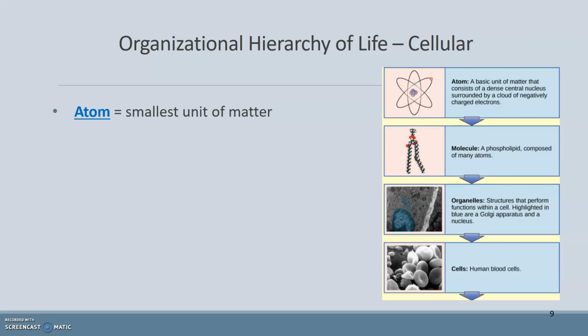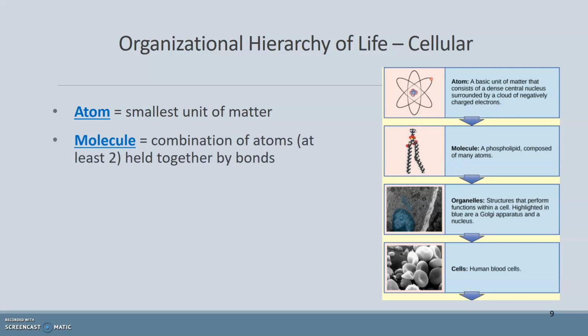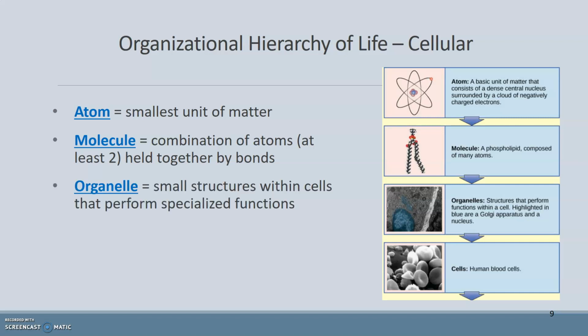And so starting at the bottom of organization, or at the smallest possible level of life, we would start with what's known as an atom, which is the smallest unit of matter. And if you combine multiple atoms together and you hold them together with bonds, you make what's known as a molecule. And we're going to talk about molecules coming up soon. We're going to talk about carbohydrates, proteins, nucleic acids, all of those building blocks of life. And these are considered molecules.